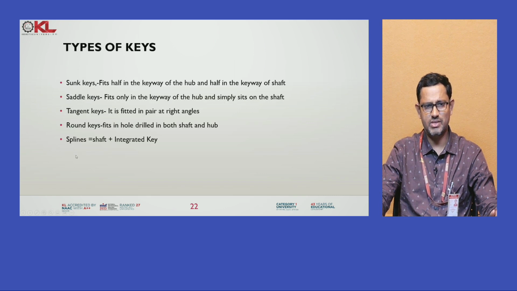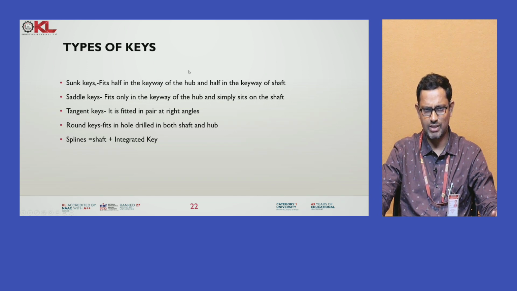What are the types of keys available? Based on the mating location, these are the different classifications: the sunk key, saddle key, tangent key, round key and spline. Coming to the sunk key, there are again square, rectangular, flat, different classifications of sunk keys. Sunk keys majorly fit half in the keyway of the hub and the other half in the keyway of the shaft.